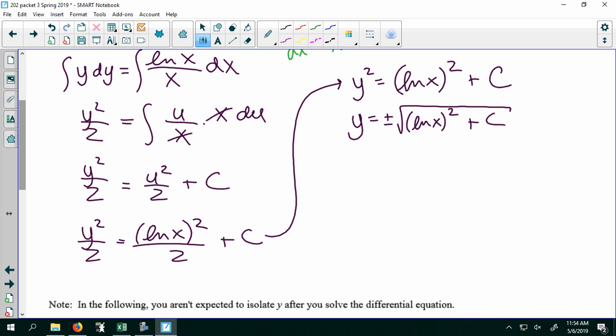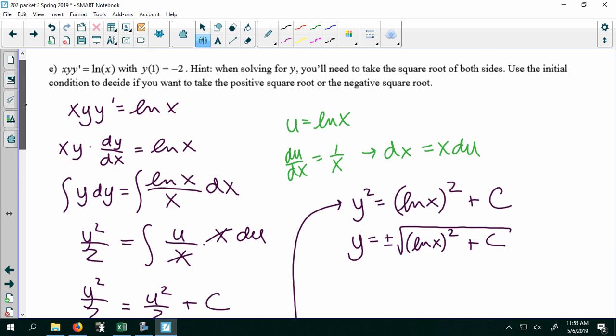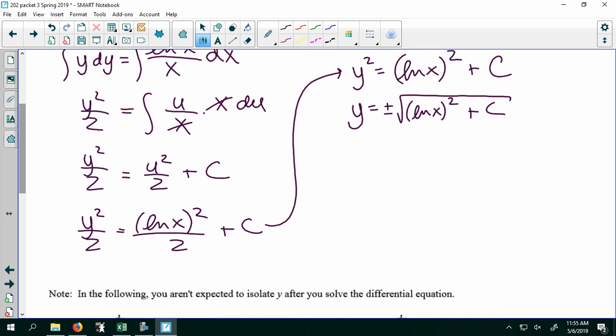So the plus or minus means that this isn't a function. So I have to decide, is it the plus or is it the minus? And it says to use the initial condition to figure it out. So my initial condition is that y of 1 has to equal -2. So let's see, y of 1, that would be plus or minus the square root of the ln of 1 squared plus c. It's supposed to equal -2.